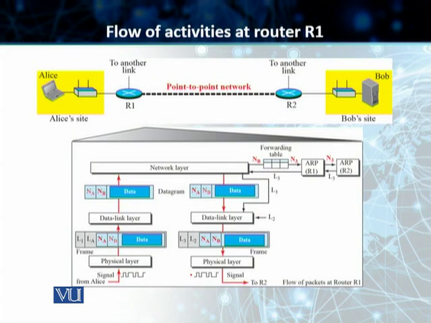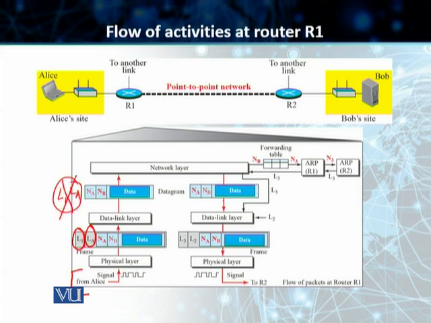Students, the flow of activities at router R1. R1, as I told you, the router has got 2 data link layers. One that receives this signal from Alice. It then converts it back into the form of the frame and gives it to the data link layer. Once again, you see that the source address is that of Alice site, LA. The destination address is L1, and this frame goes up, the decapsulation happens, and data link layer gives this to the network layer. As you can see, the link layer header, L1 and LA, they are removed at this layer.